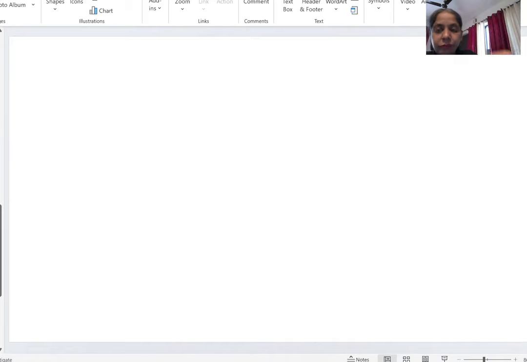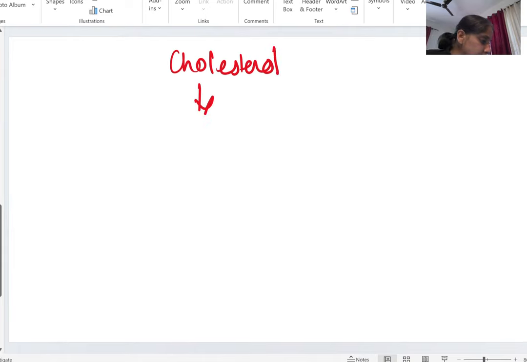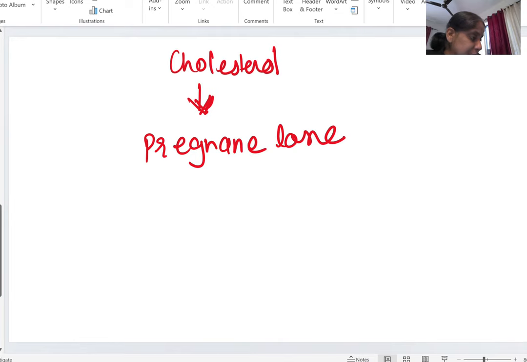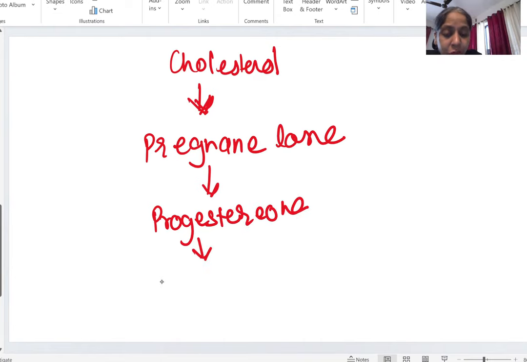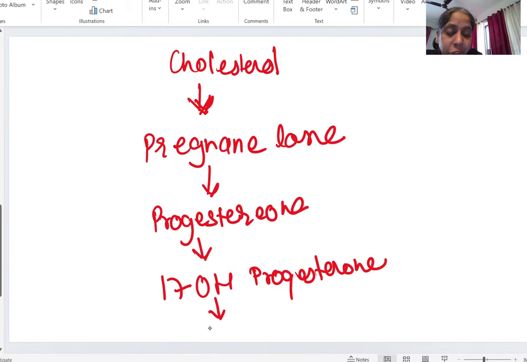Now, let's see the other part. Cholesterol, which we eat, is changed into pregnenolone. Right? Is it clear? Pregnenolone is changed into progesterone, and progesterone is changed into 17-hydroxyprogesterone, and then this is changed into androgens.